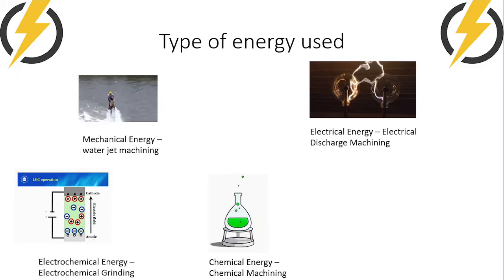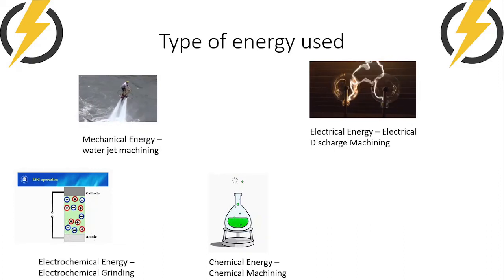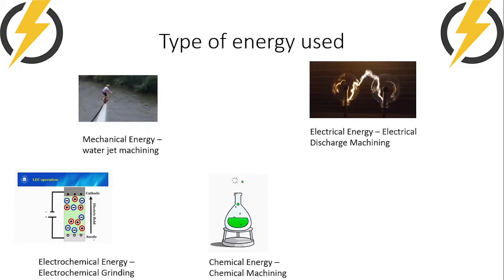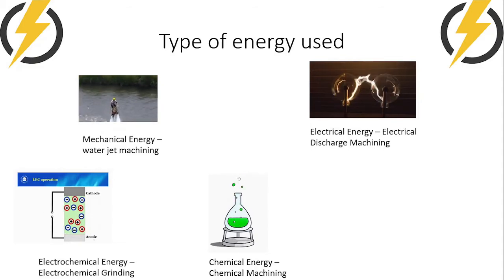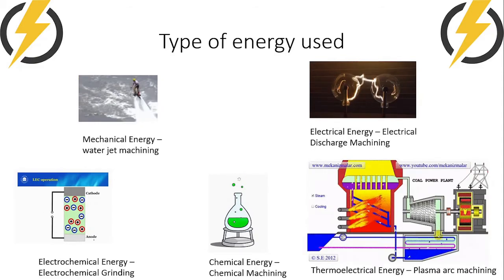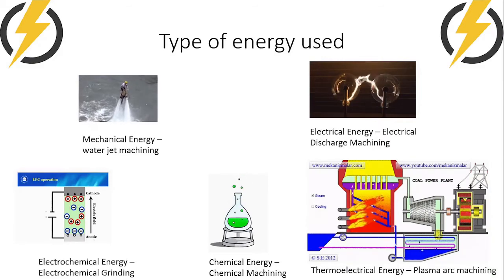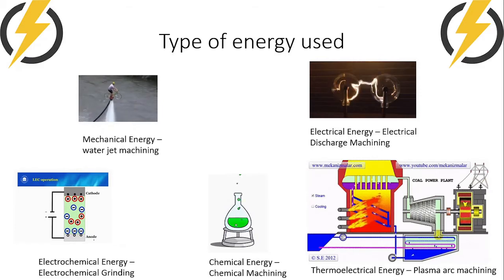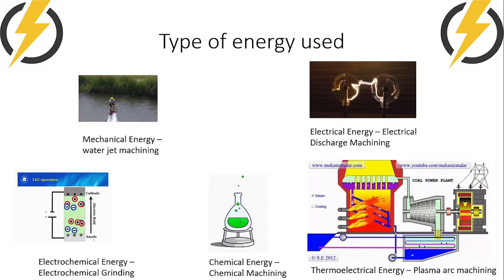Chemical energy is also utilized to remove the workpiece material. If I put stainless steel into H2SO4, I mean sulfuric acid, it may be eroded. This process is also utilized to remove the workpiece material. And then thermoelectrical energy. From the thermoelectrical energy, we can create the plasma arc. From the plasma arc, we can remove the unwanted material from the required workpiece material.